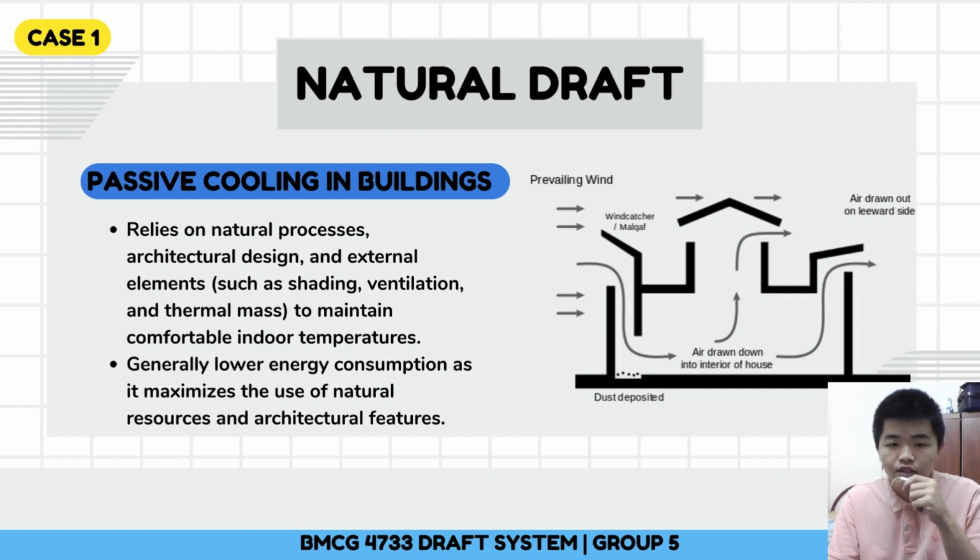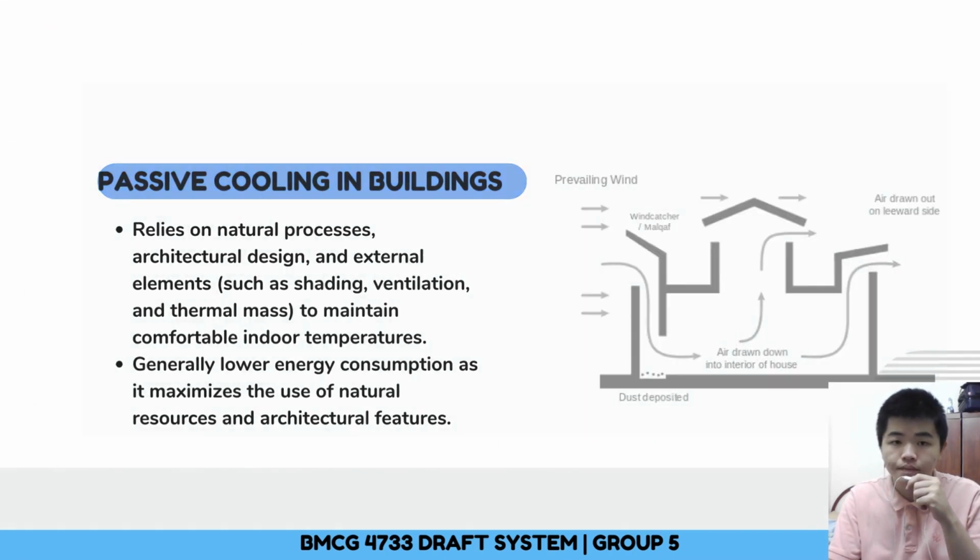Generally, it has lower energy consumption as it maximizes the use of natural resources and architectural features. Look at the figure, we can see that the natural wind will bring the cold air into the interior of the house and drag out the hot air from the river side.